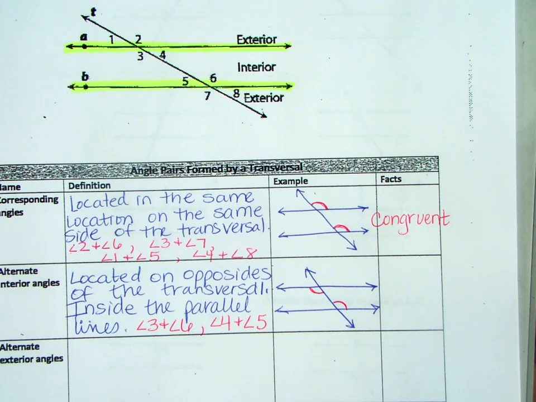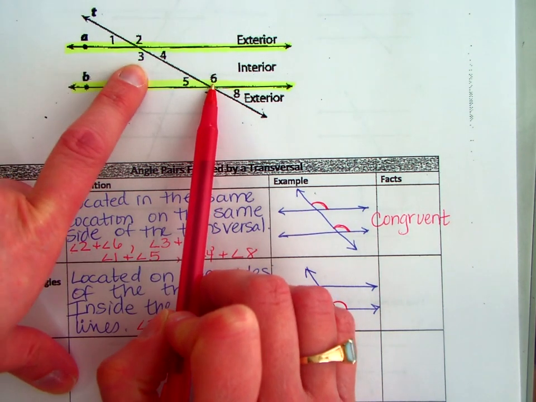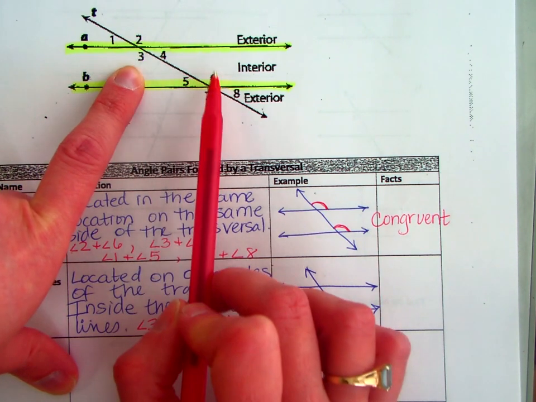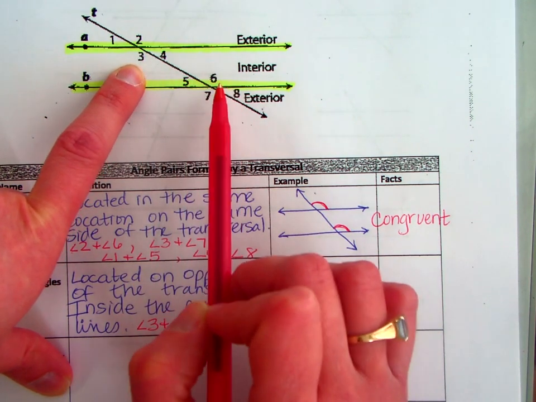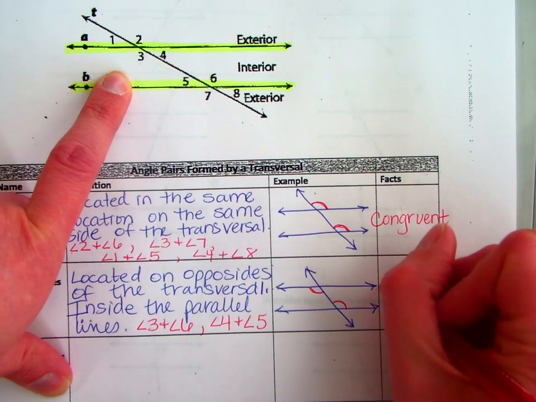All right, these also would match up exactly. 3 and 6. Notice those are both obtuse angles, and if I were to rotate it around, those angles would match up and be congruent. Exactly the same measure.